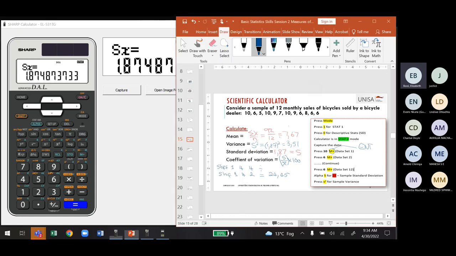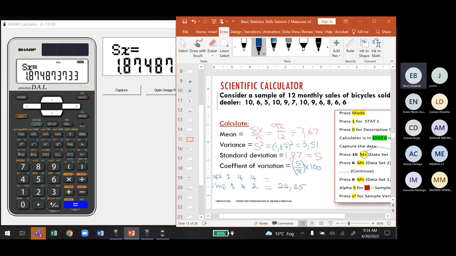You need to go back and capture the data again by pressing second function, mode, to reset your calculator. Are you getting 1.87? Let me try to press alpha and button number 5. Oh no, I'm getting it wrong. Okay, so it means you captured your data wrong. So you need to press second function and then press the mode button, and then capture the data again and see if you get it right.